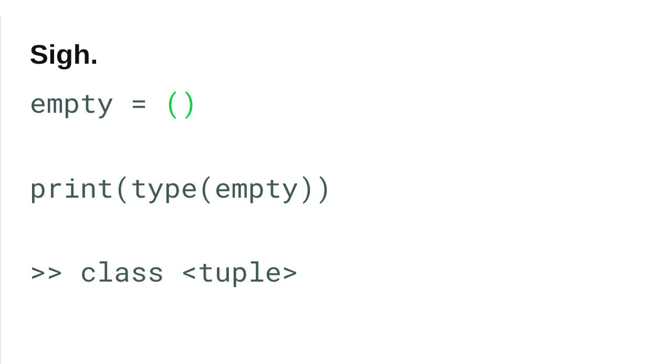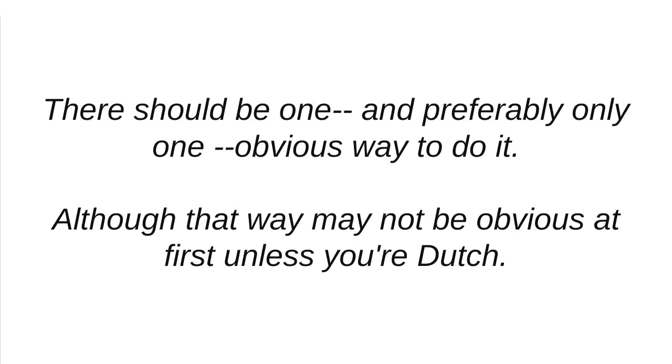Well, except when you need an empty tuple. Then it turns out that the comma is just a syntax error. And if you want an empty one, inline, you just have empty parens. Now I'll say, I don't think I've ever done this in like 25 years of Python coding, except like in a talk or a demonstration for somebody. But that's the way that you do it, because of course, there should be one and preferably only one obvious way to do it. Although that way may not be obvious at first, unless you're Dutch. I'm kind of getting away from the point here.